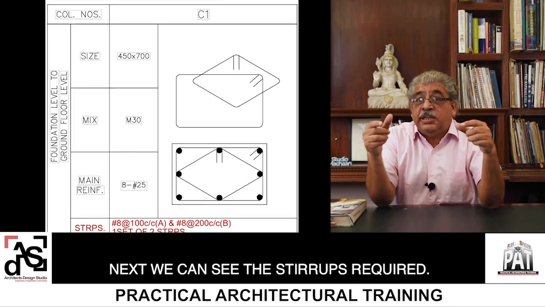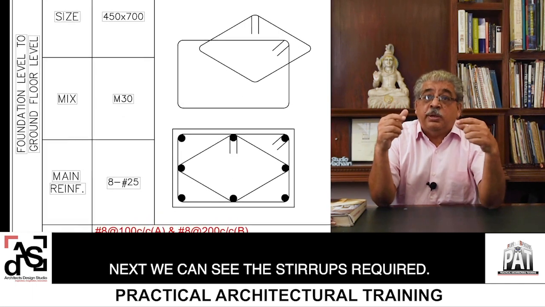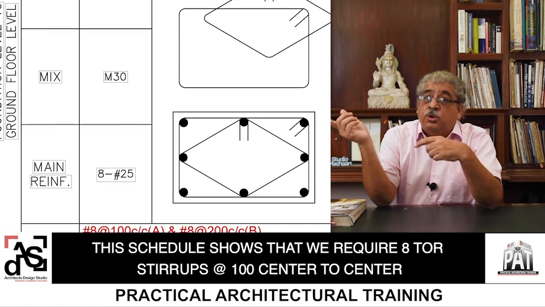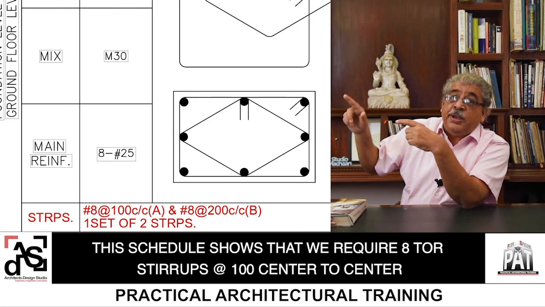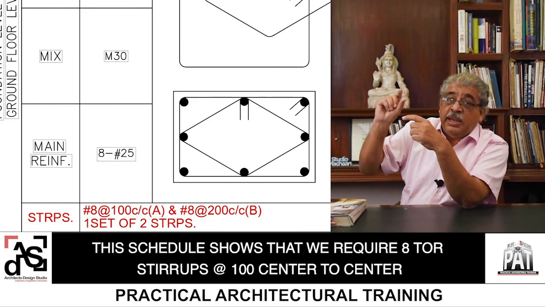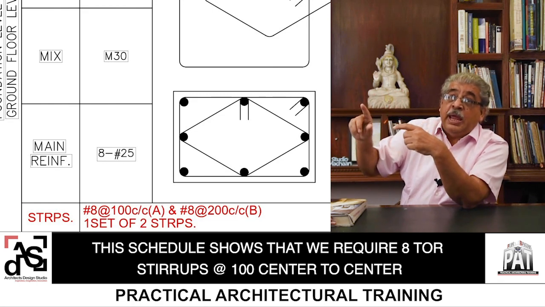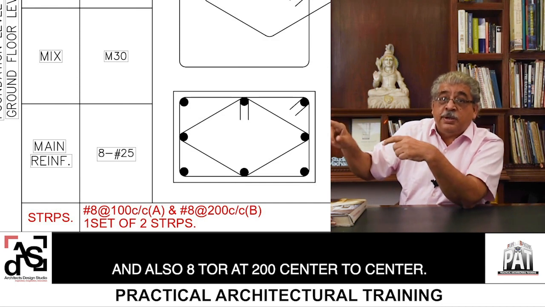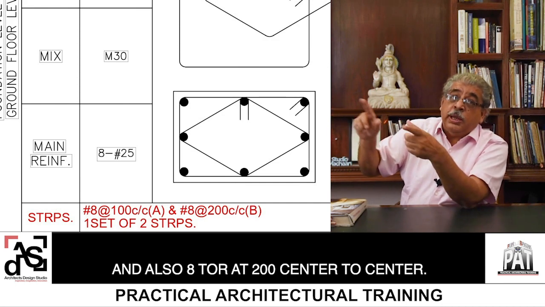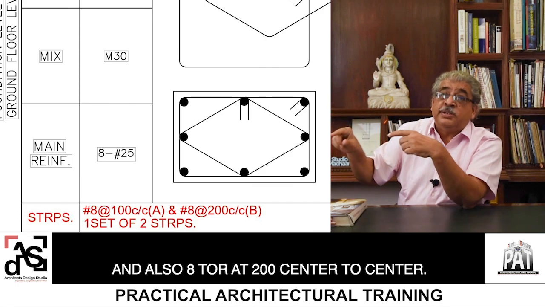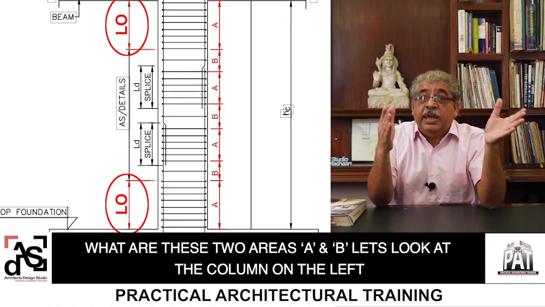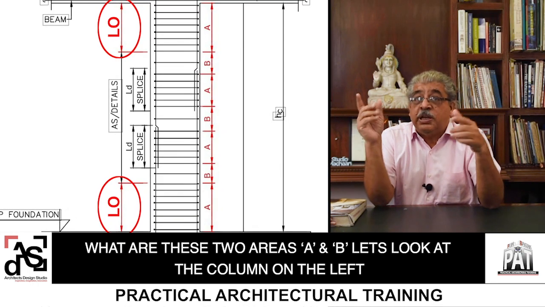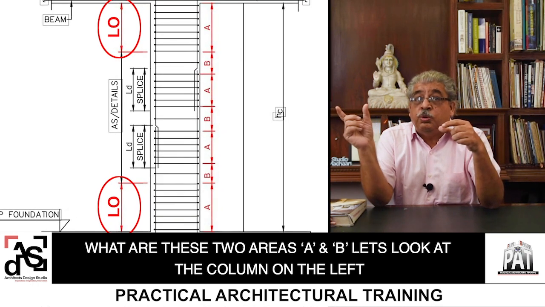Next, we can see the stirrups required. This schedule shows at the bottom that we require 8 tor stirrups, that means 8 dia stirrups at 100 center to center, and also 8 tor at 200 center to center. So what are these two areas A and B which are shown in the stirrup schedule?